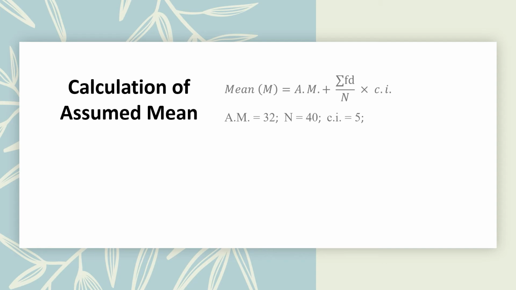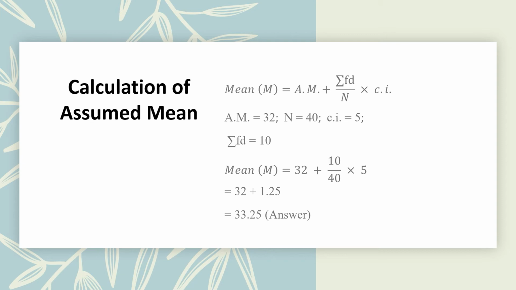AM is 32, N is 40, Ci is 5 and summation of FD that we already calculated is 10. So, just put these values in the formula, that is 32 plus 10 by 40 into 5. It will be 32 plus 1.25. If you calculate it, 10 into 5 is 50 by 40 is 1.25. If you add 32 with 1.25, it is 33.25. So, 33.25 is the mean.